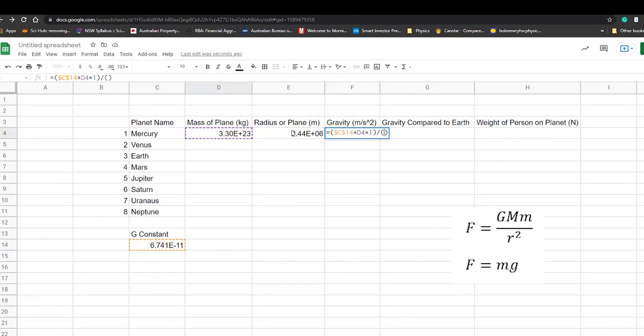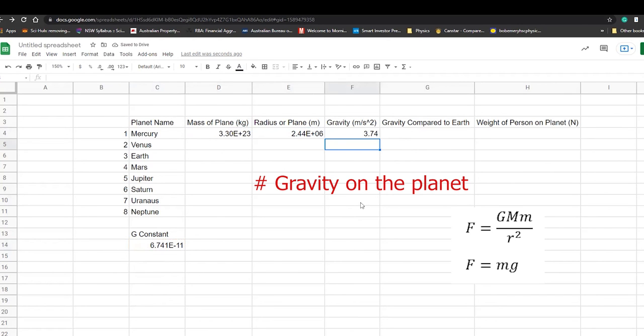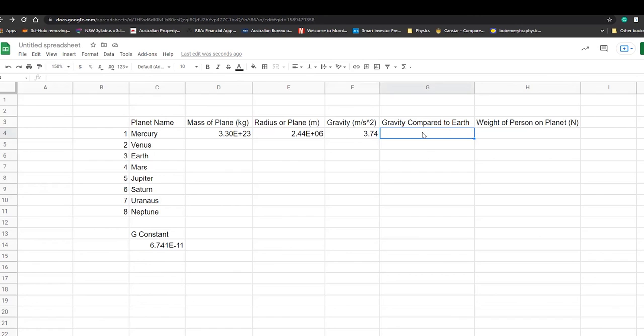Then you divide it by the radius, and you're going to square that radius to the power of 2. Enter that, and that gives you the mass. Okay. Compared to, so the gravity compared to the Earth, how many times does Earth gravity fit into Mercury, and the weight of a person in that planet? So let's do those now.